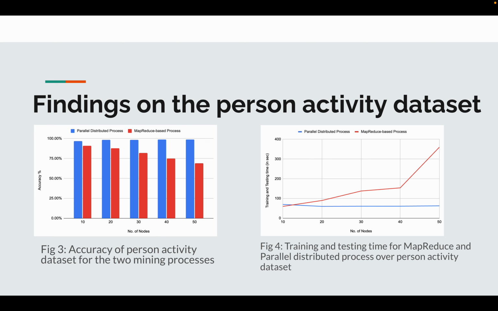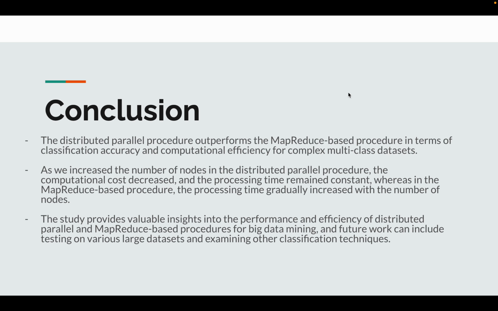The result suggests that the distributed procedure is the superior method for data mining, particularly for datasets with complex characteristics such as large volume of data samples and multi-class classification problems. Thus, our findings indicate that the distributed parallel procedure is a more efficient and effective choice for data mining than the MapReduce based procedure, particularly for large and complex datasets.